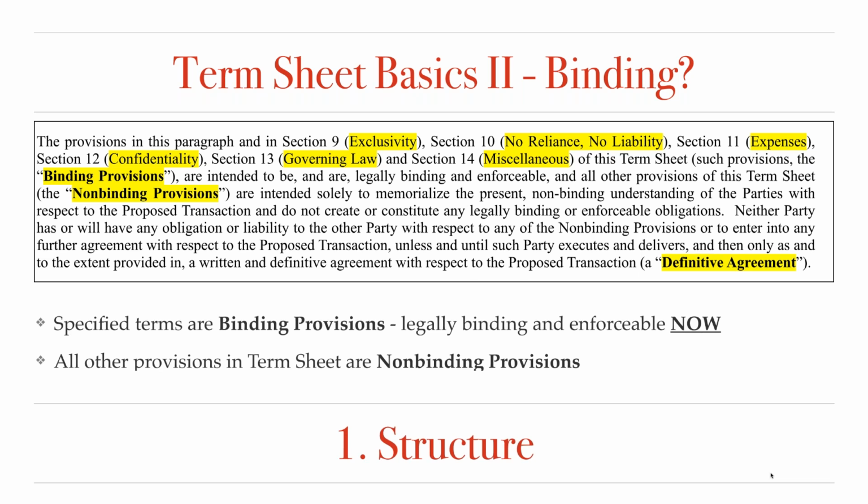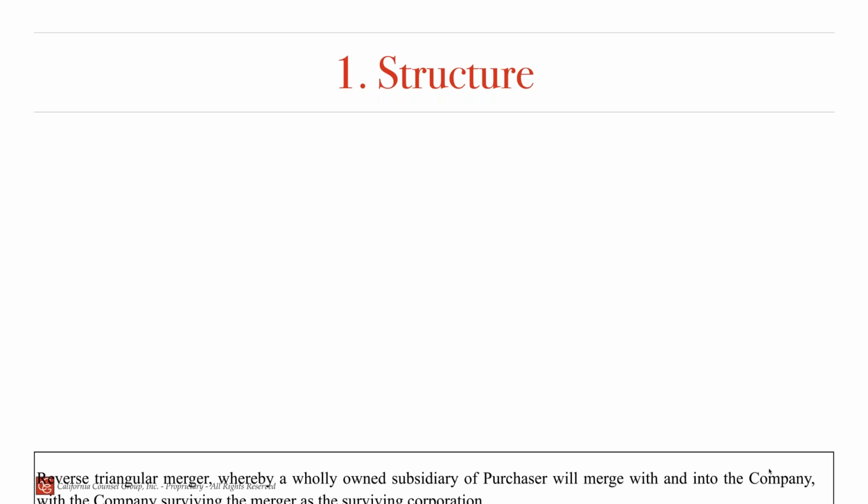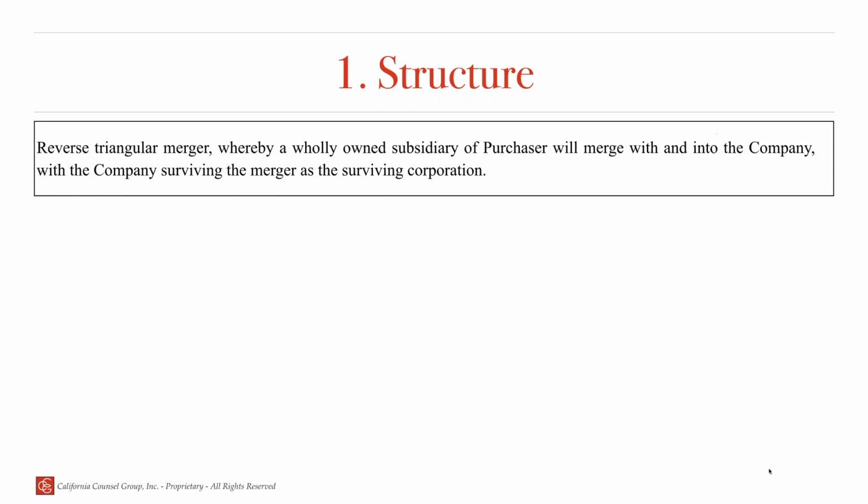Okay. So a few slides back, we talked about the alternative types of M&A transactions, and this is the first section of the term sheet. It talks about the structure of the deal. Just a kind of a deal comment.